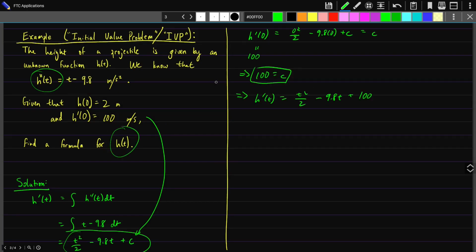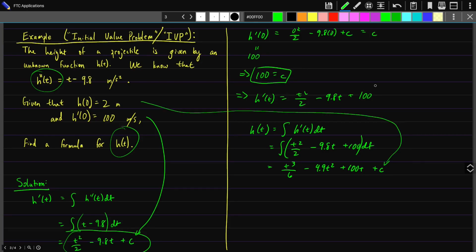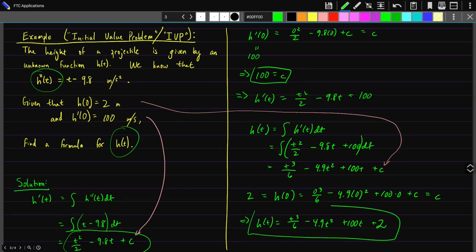So next I want to find h of t. Again, h of t is going to be the indefinite integral of h prime of t dt, which is t cubed over 6 minus 4.9 t squared plus 100t plus a constant. And again, I want to find what that constant is, so I use my initial information. My initial information tells me that 2 is equal to h of 0, and the formula I just found tells me that h of 0 is just that constant c. So h of t is t cubed over 6 minus 4.9 t squared plus 100t plus 2. And that's my final answer.